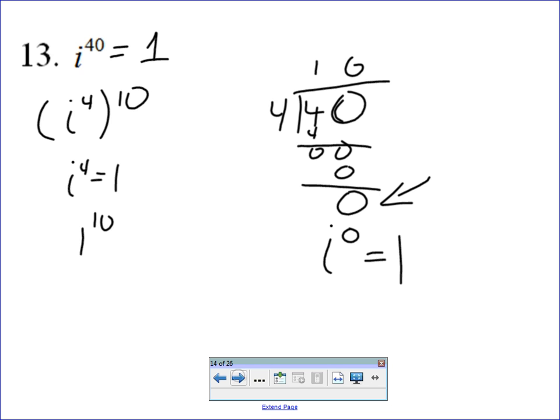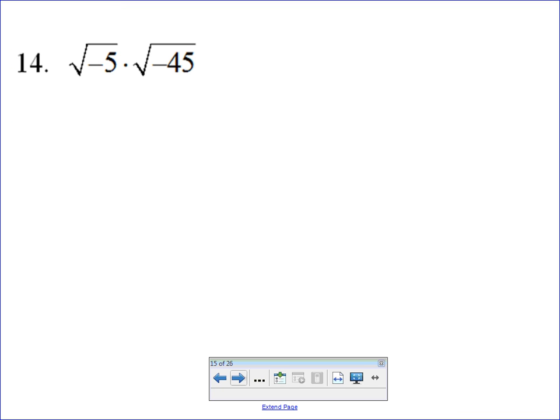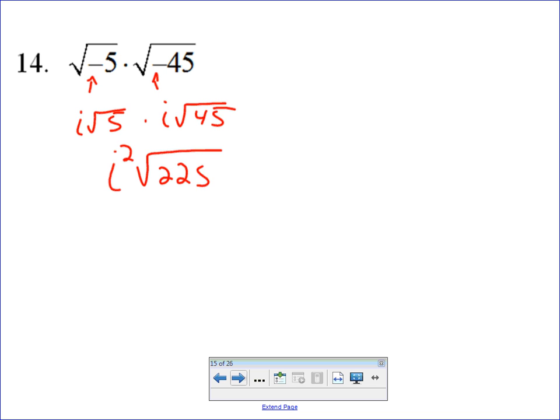All right, for 14, the common mistake here is to multiply -5 and -45 and get positive 225, take the square root and get positive 15. But remember, the rule was we can't evaluate these until we get the negatives out. So it's going to be i times the square root of 5 times i times the square root of 45, which will give me i squared times the square root of 225, or -1 times 15, or -15. If we didn't pull the i's out, we'd get positive 15, and that would be the incorrect answer.